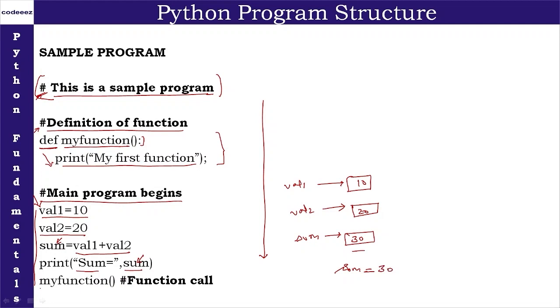And then here comes the function call. Here the function my function will be called, the control will get transferred to this function, and whatever line of code is written inside this block will get executed. That is, the print statement will be executed and it will simply print "my first function" on the output screen, right? So this is how the Python program structure works.